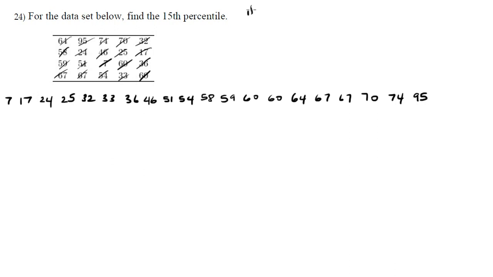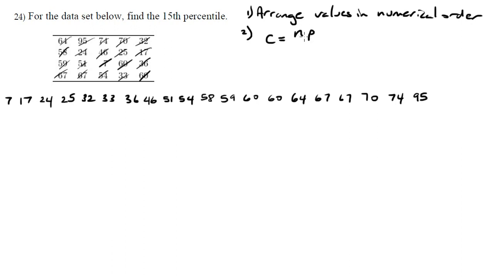So maybe I should write this out. Arrange values in numerical order. So now next we have to use a formula. That formula is C equals NP over 100. In this formula, N equals the total number of values, and P equals the percentile that we want.